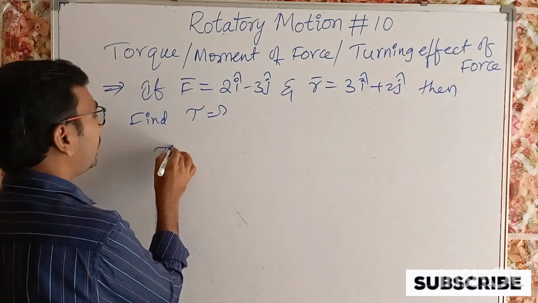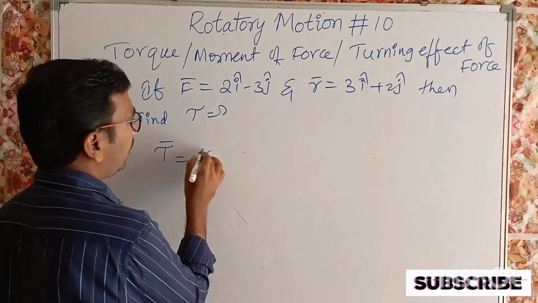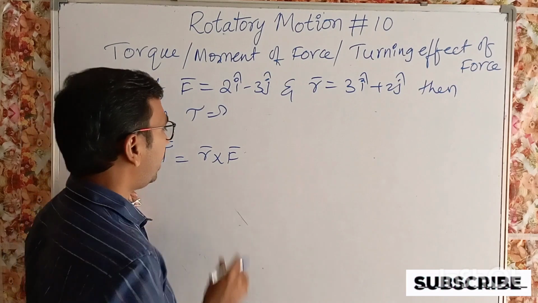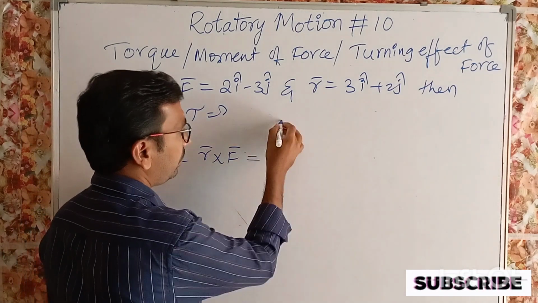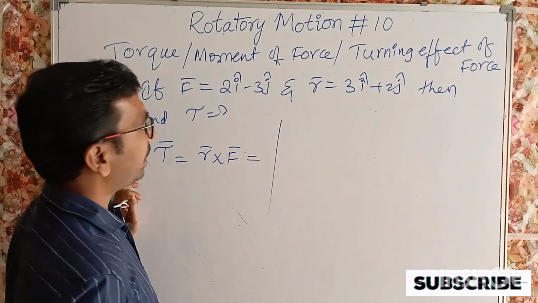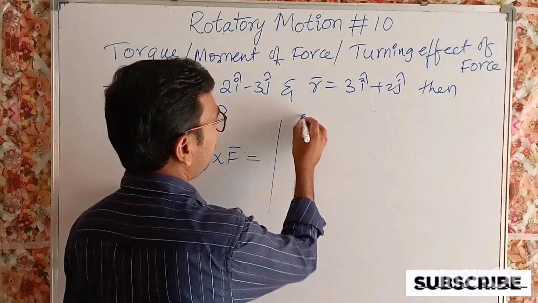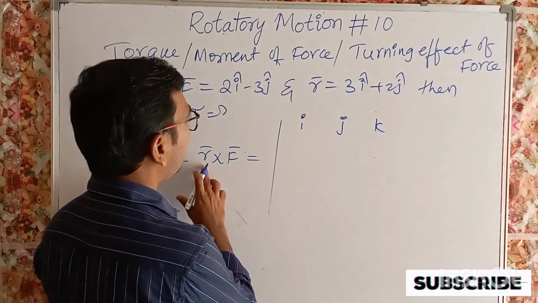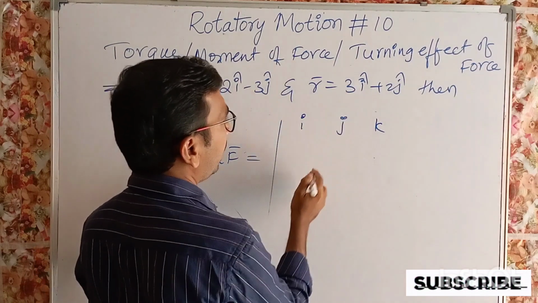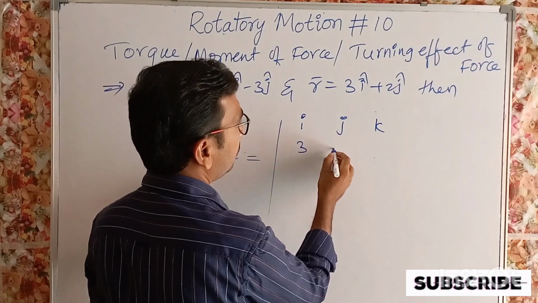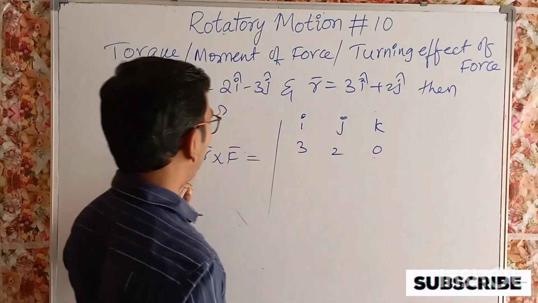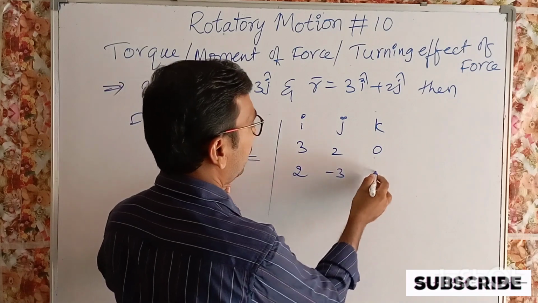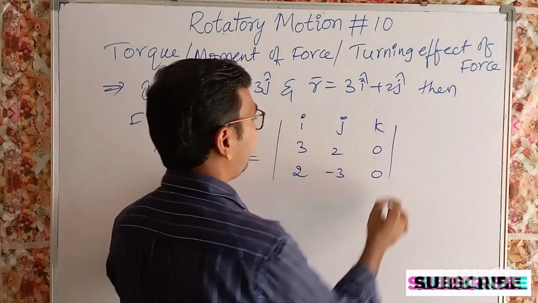So we know torque tau is equal to, in vector form, r bar cross F bar. For the cross product of two vectors, you can use the matrix determinant method. First write i, j, k. Then write r: i magnitude is 3, j is 2, and k is 0. Then write F: here 2, here minus 3, and here 0. Okay, now you can find it.